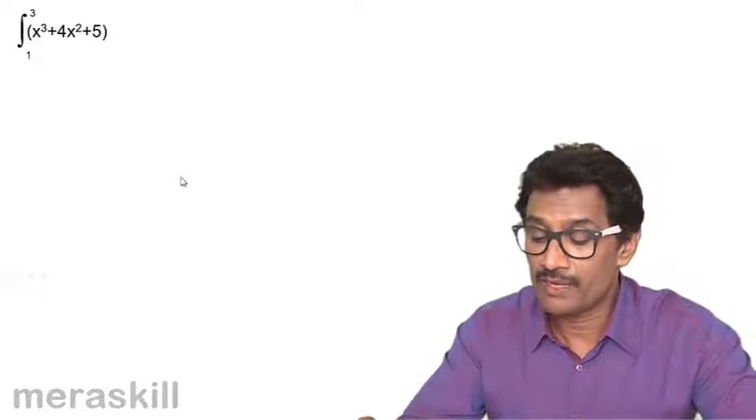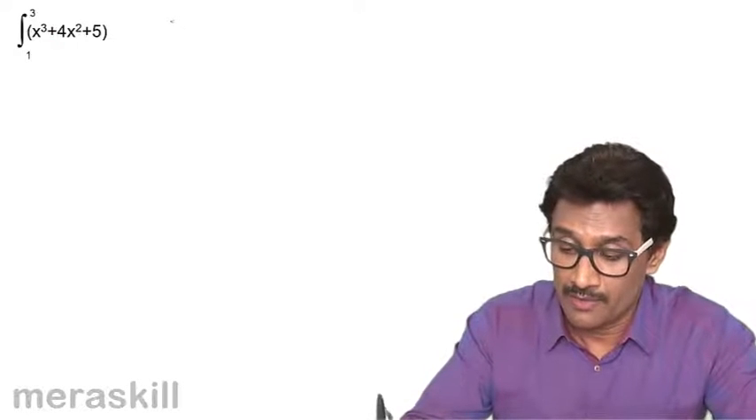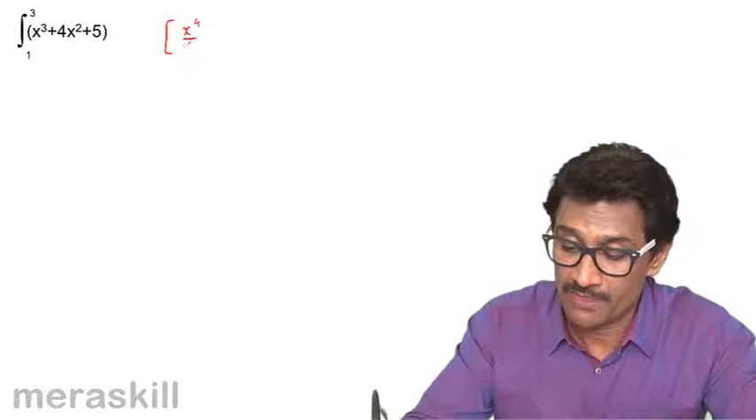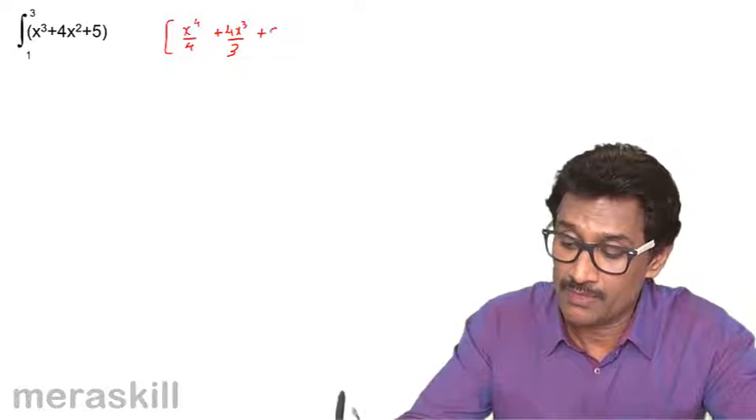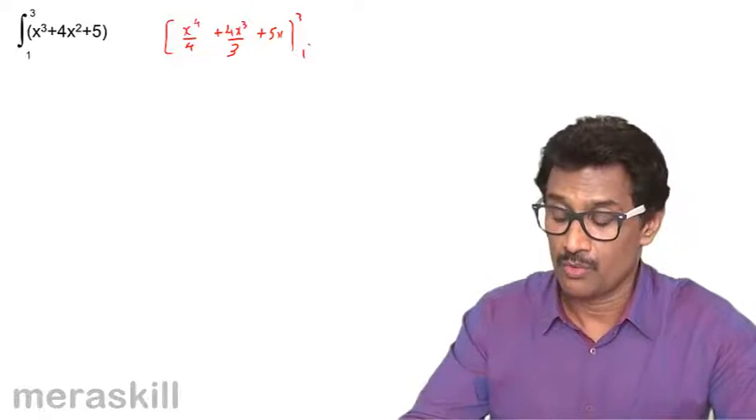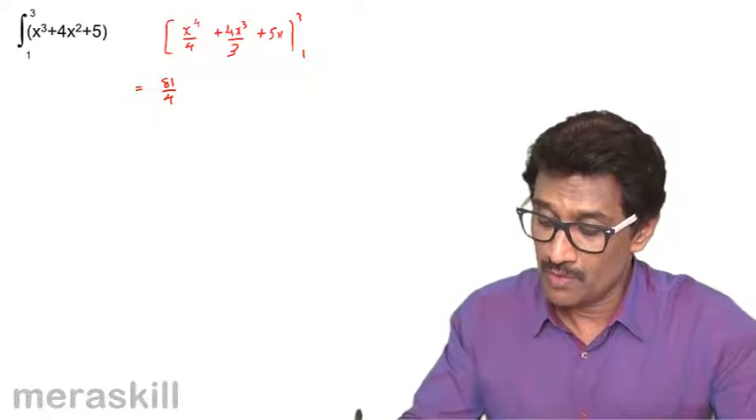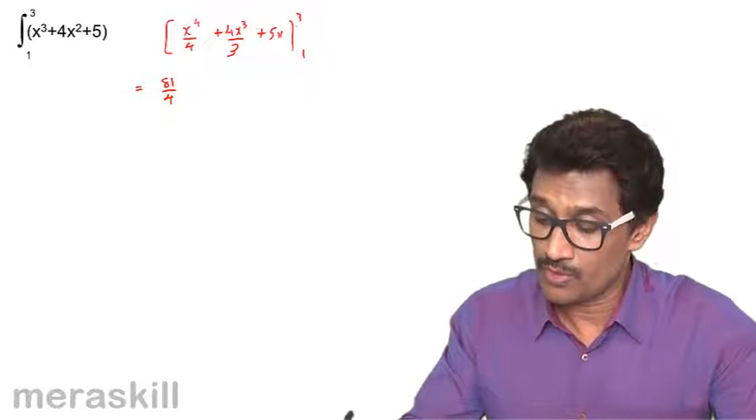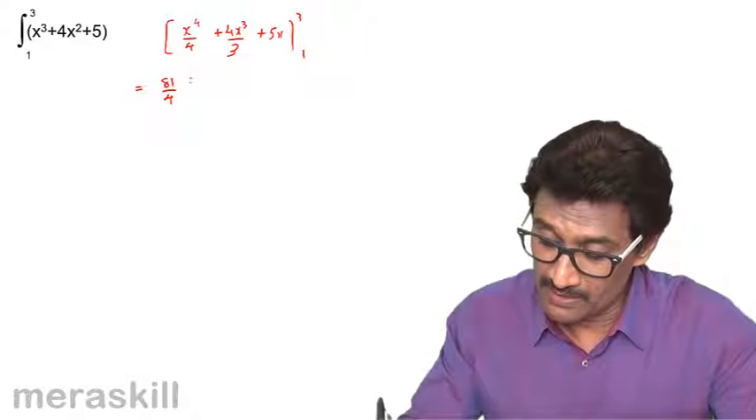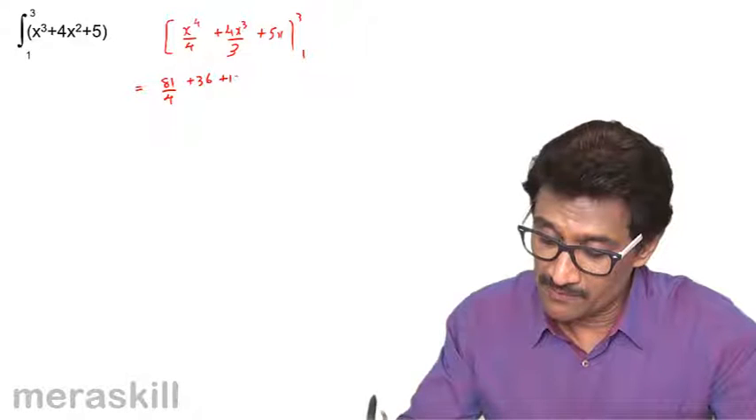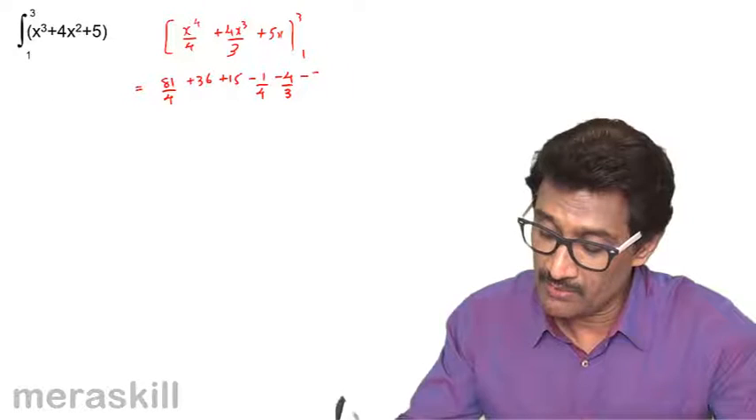Okay, much the same way you have here x cubed plus 4x squared. So here this is going to be what? x raised to 4 by 4 plus 4x cubed by 3 plus 5x from 3 to 1. So this will turn out to be 3 raised to 4, which is 81 by 4 plus 4 into 3 cubed by 3. So 4 into 3 squared, 36 plus 15 minus 1 by 4 minus 4 by 3 minus 5.